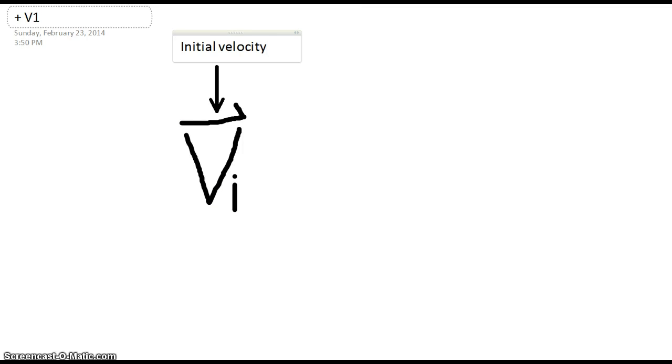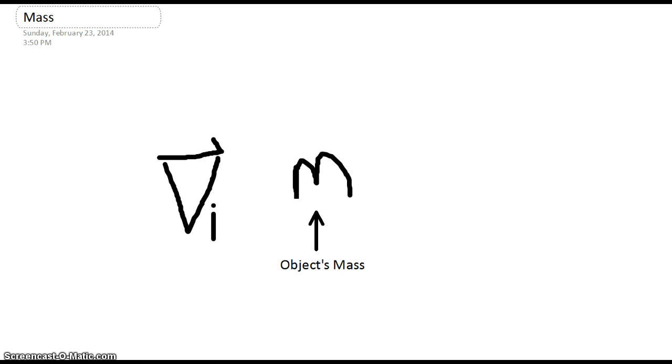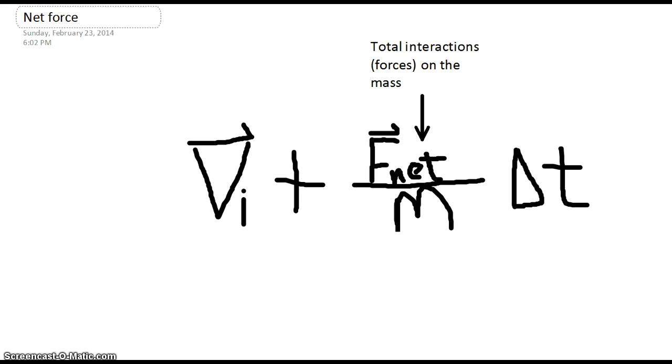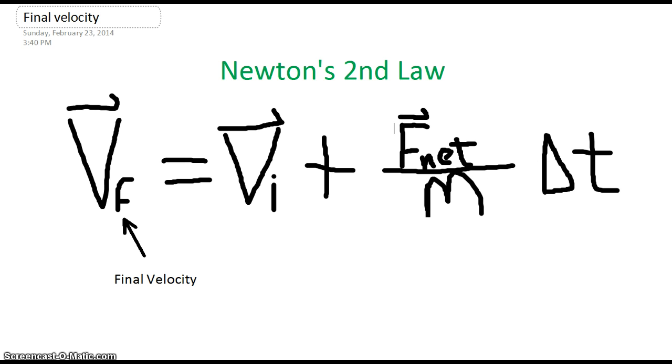Let's review. In Newton's second law, we begin by looking at the system's initial conditions, or initial velocity. We also need the system's mass and the delta t, or the change in duration of time during our measurement. Then we take into consideration all the interactions, or the net force, acting on the mass. And with these factors, we obtain the final velocity.